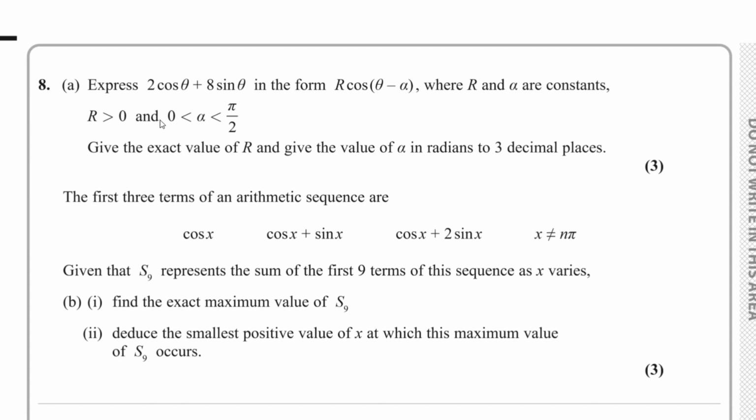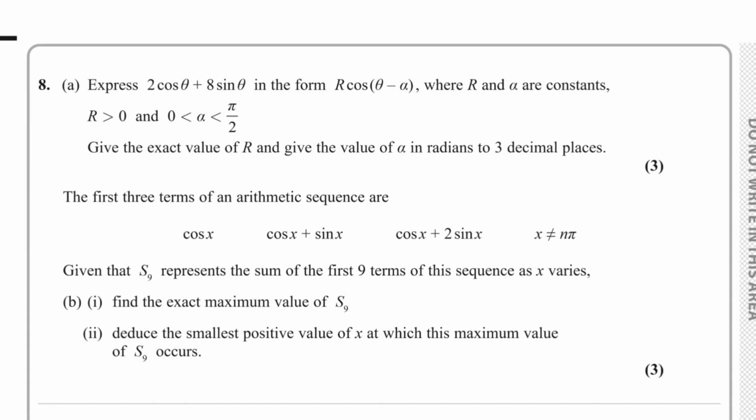Question number 8, part A. We have to express 2 cos theta plus 8 sin theta in the form r cos of theta minus alpha, where r and alpha are constants. R is greater than 0, alpha is in between 0 and pi over 2. We have to give the exact value of r and give the value of alpha in radians to 3 decimal places.